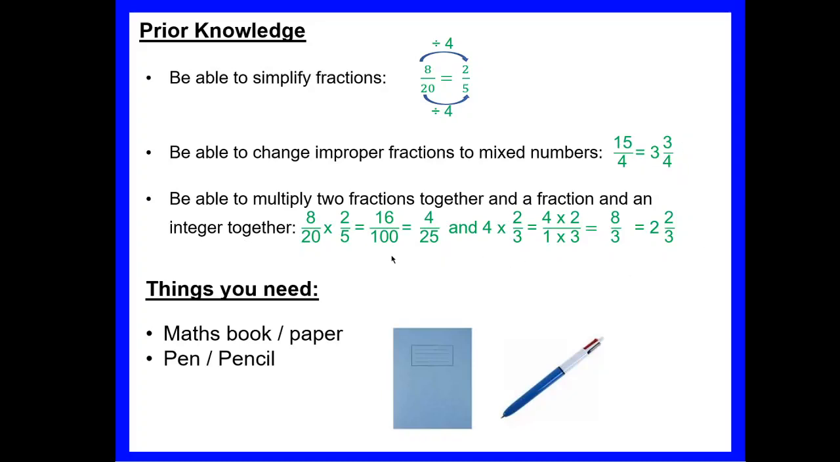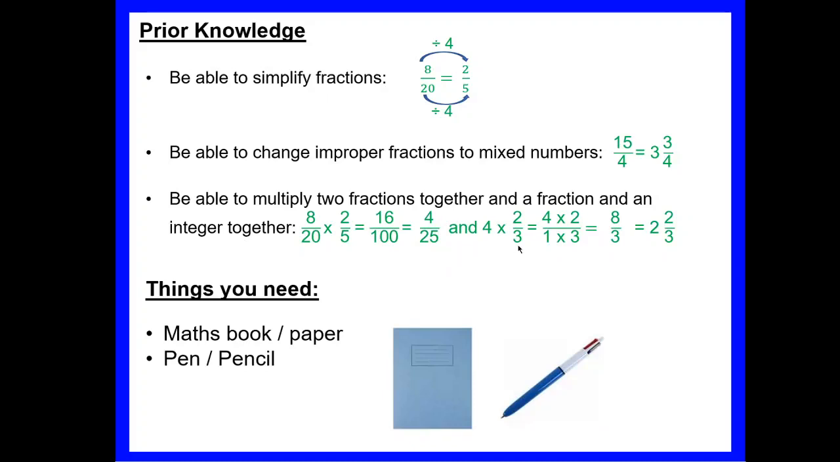We should also be able to multiply two fractions together, and a fraction and an integer together. So remember, when multiplying fractions, we multiply numerators together and we multiply denominators together. We don't need common denominators for multiplication. So 8 times 2 is 16, 20 times 5 is 100, and then we can simplify our fraction. Both 16 and 100 can be divided by 4. If we divide them by 4, we get 4 out of 25.